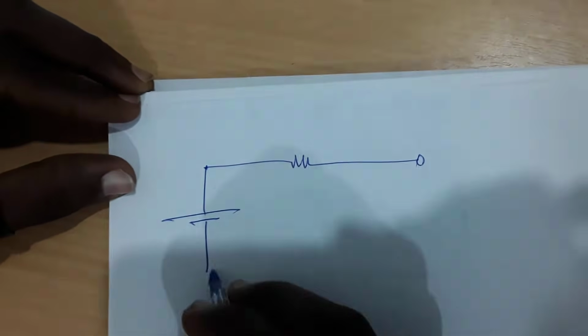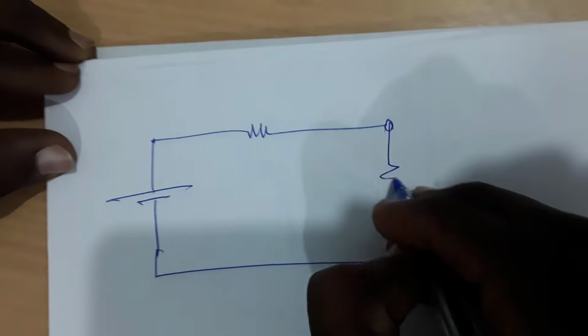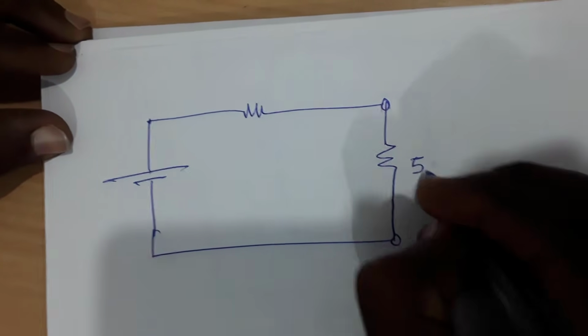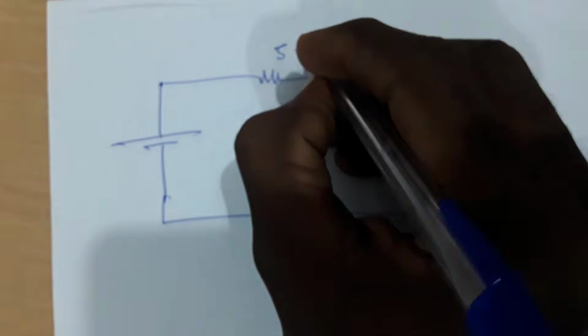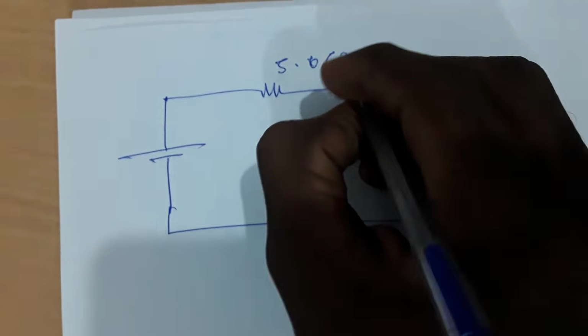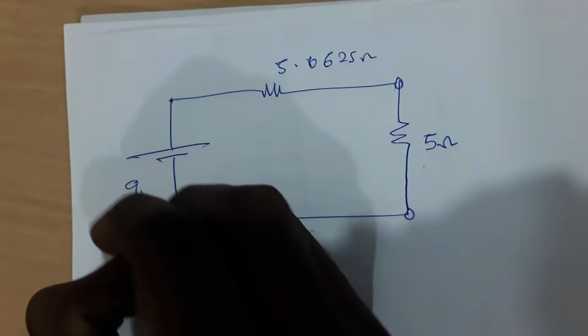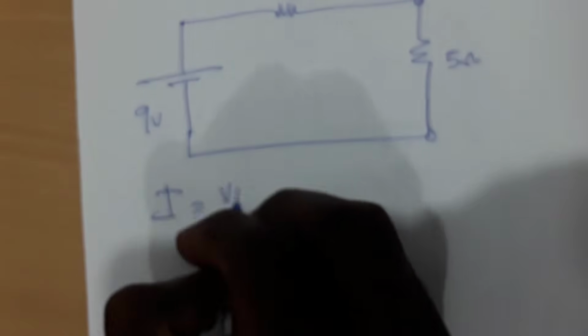This should be our VTH, this should be our RTH, and this will be the branch that we are supposed to find the current through. In this case, the 5 ohm. But we had our RTH to be 5.0625 ohm, and our VTH to be 9 volts. So the I will be VTH out of RTH plus the R, this R that we removed.